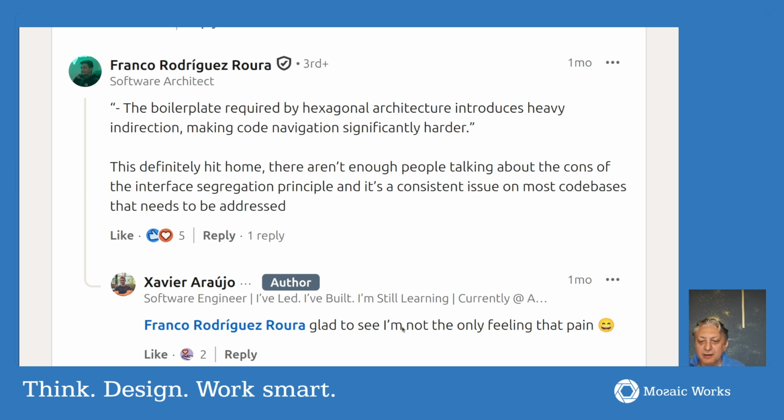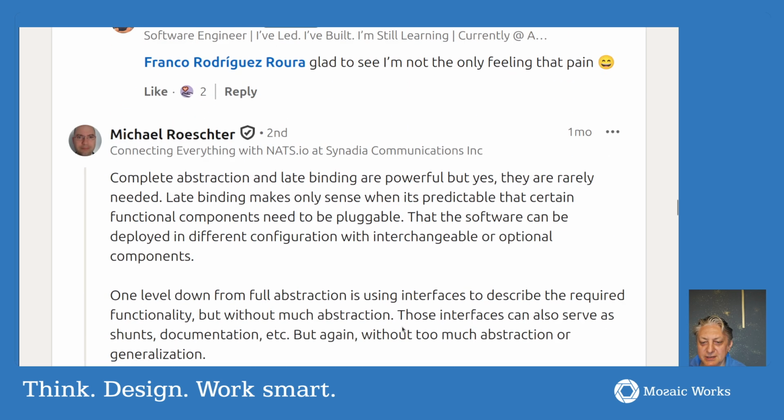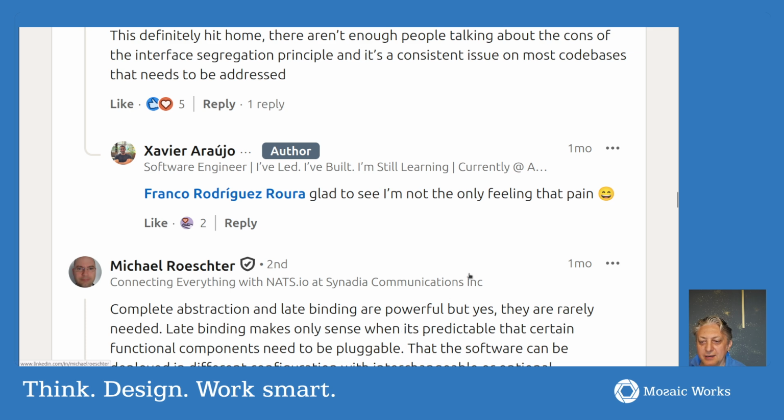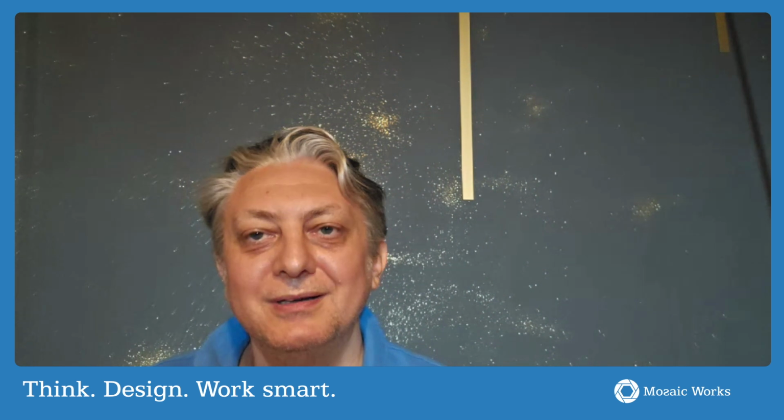The boilerplate required by hexagonal architecture introduces heavy indirection, making code navigation significantly harder. This definitely hit home, and there are enough people talking about the cons of the interface segregation principle. And it's a consistent issue on most code bases that needs to be addressed. Glad to see I'm not the only one feeling that pain. Yeah, interface segregation is not a perfect principle, and I think there are limits, but maybe that's a good topic for another video.